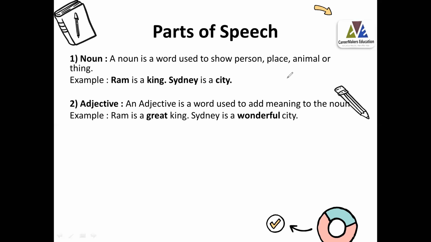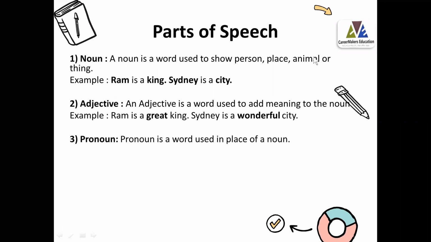The third type of speech is a pronoun. A pronoun is a word used in place of a noun.